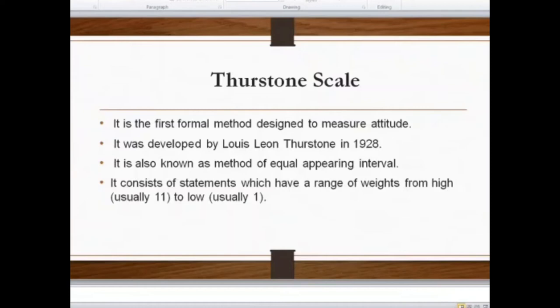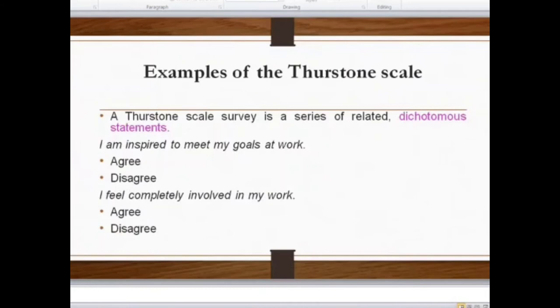I would like to tell you an example. A Thurstone scale is a series of related dichotomous statements. Example: I am inspired to meet my goals at work. Whether you agree or disagree with this statement, if you agree you can tick agree, and if you disagree, we can mark it as disagree. Another example is, I feel completely involved in my work. Whether you agree or disagree with this statement.